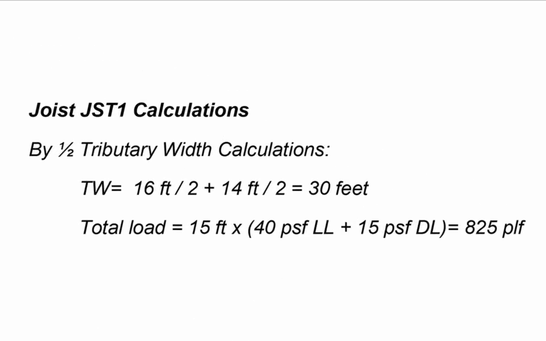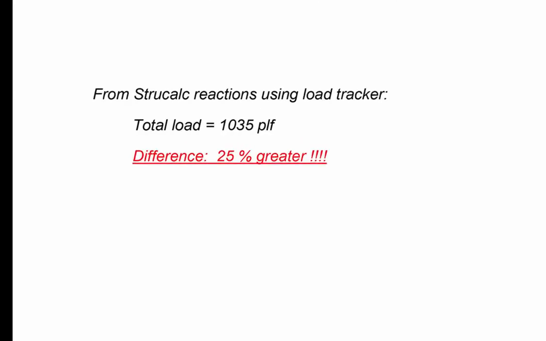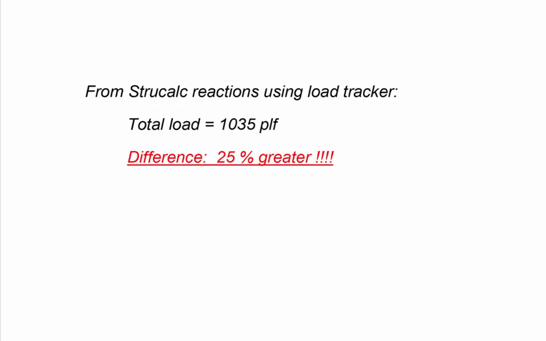When you base the load on this half tributary width assumption, you get a total load of 825 pounds per linear foot, based on a 15-foot tributary width times a total load of 55 pounds per square foot. Now compare this with the true load using Load Tracker. You get a total joist reaction load of 1,035 pounds per linear foot, which is 25% greater, a significant amount.